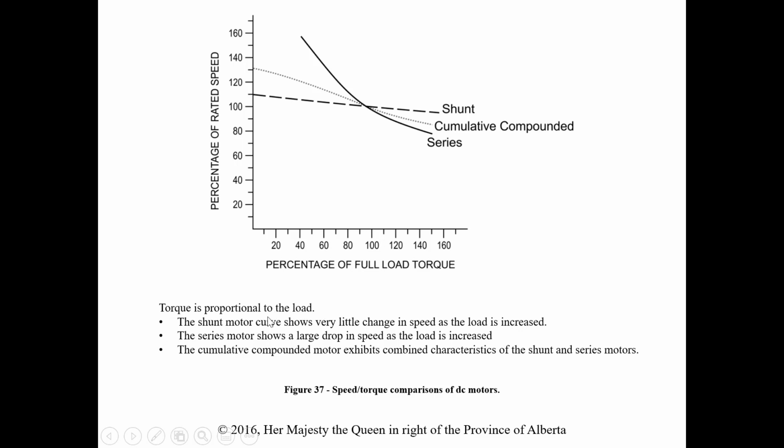So here's some comparison curves for torque for the different types of motors. So torque is proportional to the load. The shunt motor curve shows very little change in speed as the load is increased. So again, constant, that's the shunt. It's constant compared, again, differently, a change, but not near as much. The series motor shows a large drop in speed as load is increased, and the cumulative compounded exhibits combinations of both.